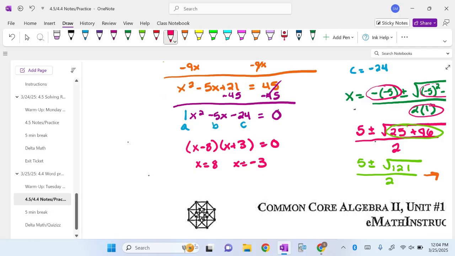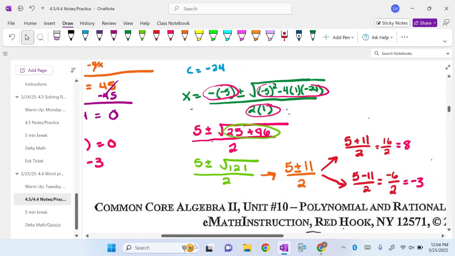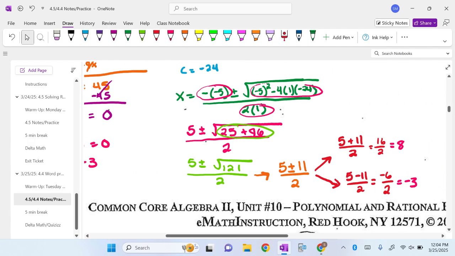So that's why factoring is easier, all right? But sometimes if it's not factorable, you do need to do the quadratic formula. It's going to be rare, but it's just good to know how to do it because you may come across that where you have to.